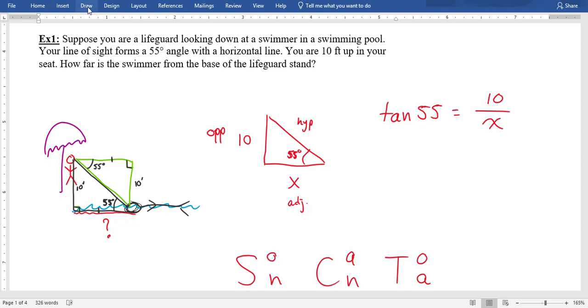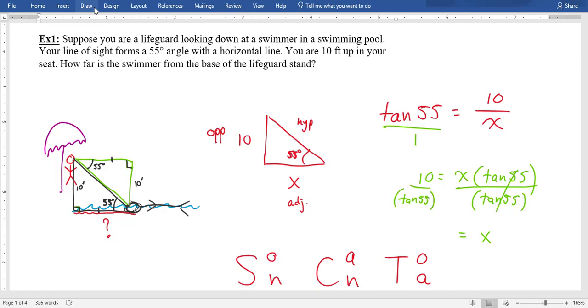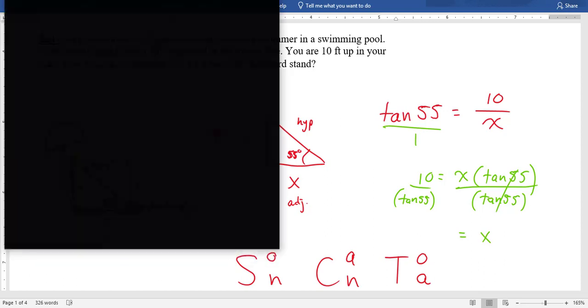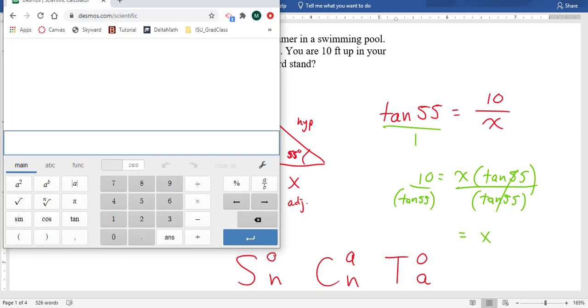Remember, if you're solving these, I like to make both sides fractions. 10 times 1 is 10. Since you have a proportion, you can cross multiply: x times tangent of 55. Tangent of 55 is a number, so I put it in parentheses to remind myself of that. I can divide by that number, and I could plug it into my calculator. When I divide by it, I get x by itself on the right side. But if I do it to the right side, I also need to divide by tangent of 55 on the left side.